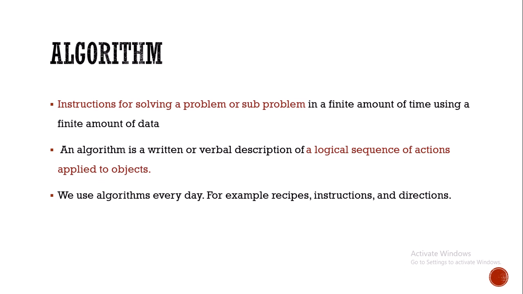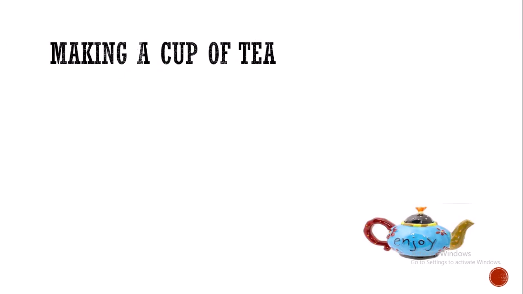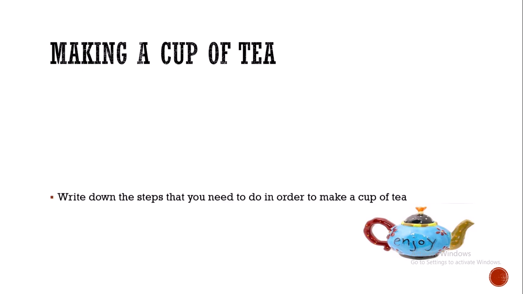We use algorithms every day. For example, recipes, instructions, and directions. All these have steps to follow in order to solve our daily problems. To understand concept of algorithm clearly, let us consider an example of making a cup of tea as it consists of series of steps which results in a cup of tea.